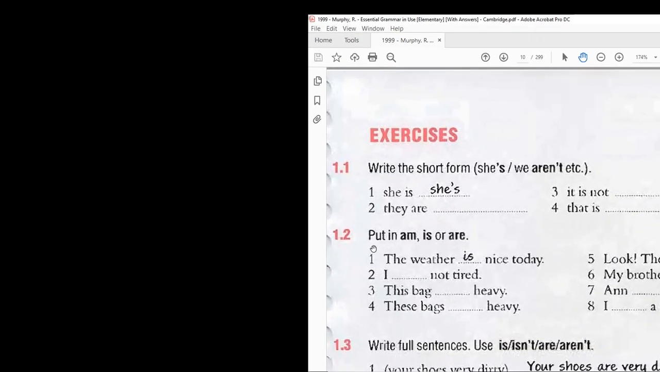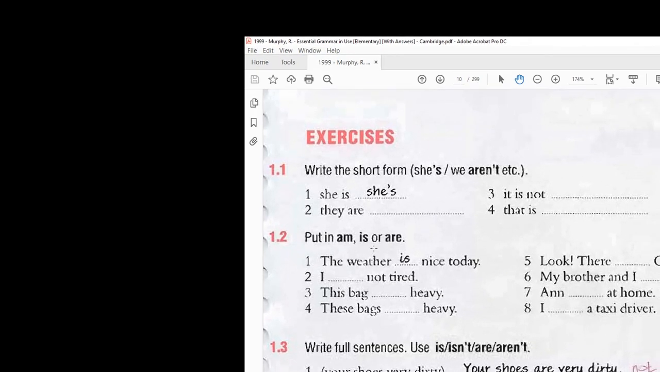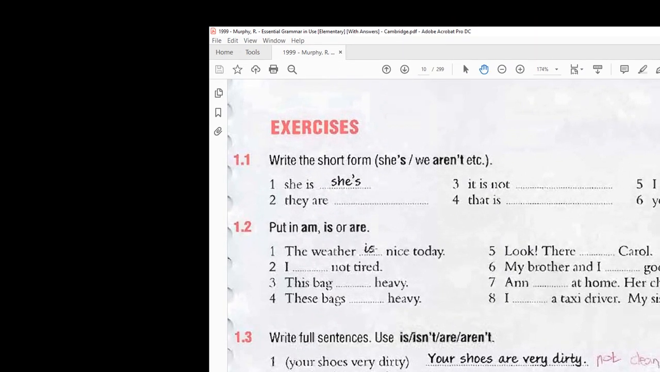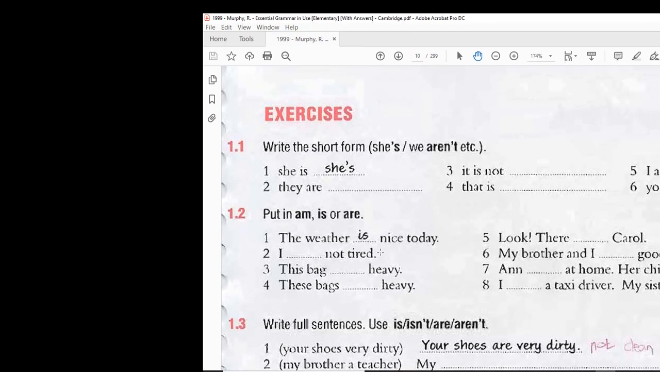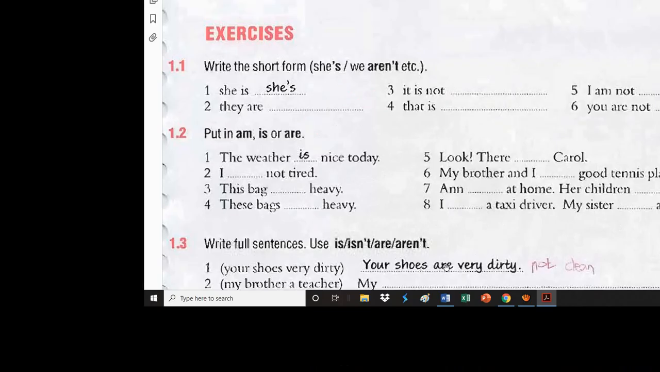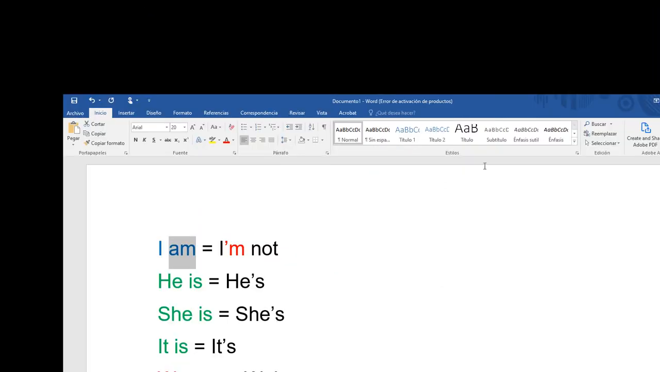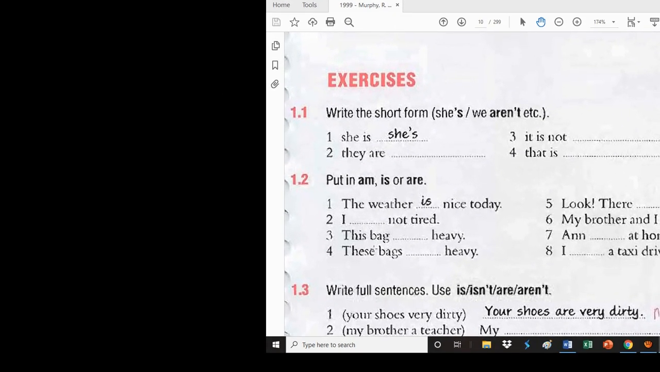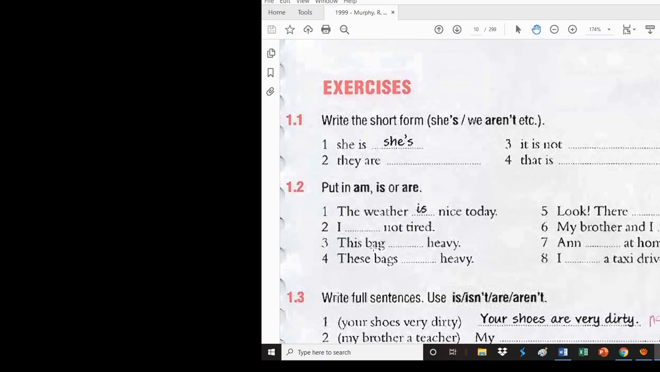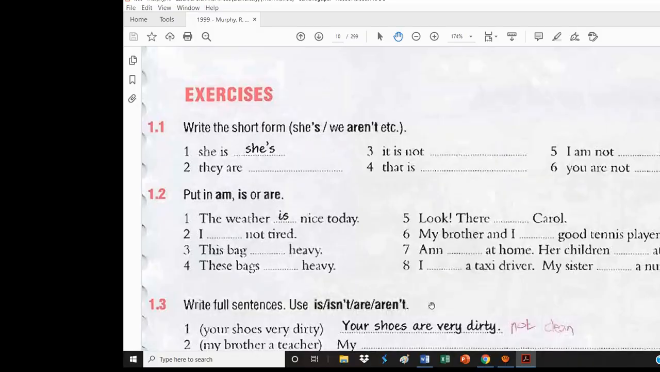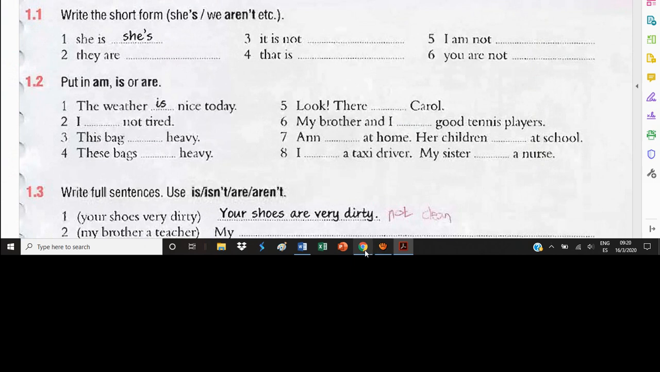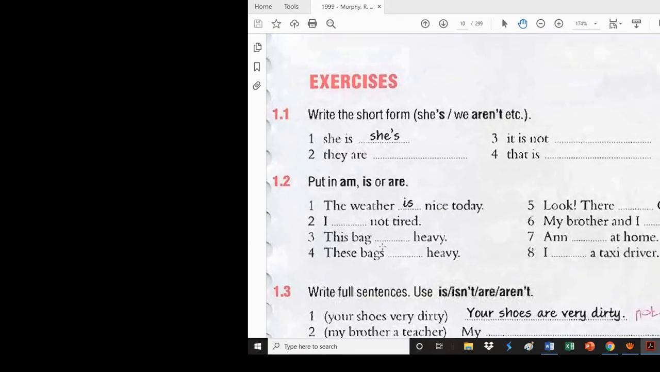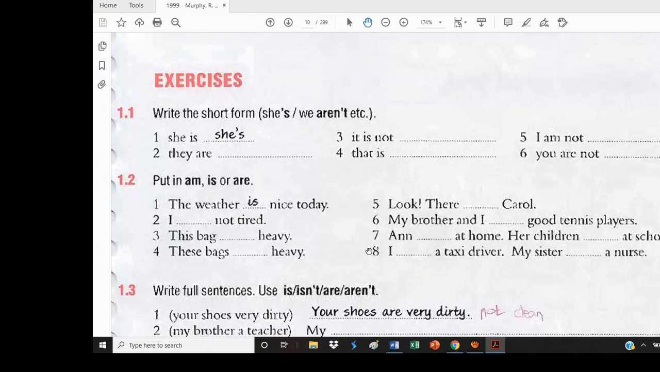Very well. Now here, put in "is" or "are". So the weather is a third person singular. It's not a man, it's not a person, but yes, it's something. Yes, the weather is nice today. "I" works with "am", okay. So then, I am not tired. This bag. Is a bag a person, or two people? No, it's a thing. So it, and "it" works with what? It works with "is". So in that case, you say, this bag is heavy. And so on.